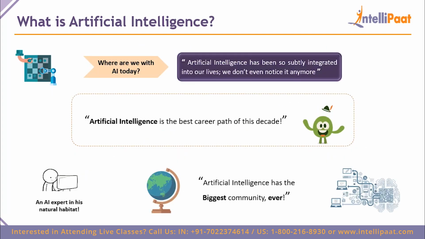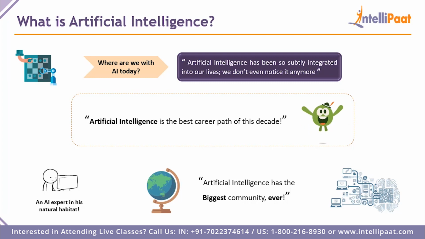So where are we with artificial intelligence today? The one thing that I would like to tell you is that artificial intelligence has been so subtly integrated into our lives that we don't even notice that it is there anymore. Think about it. Google Maps is intelligent. Apple's Siri is intelligent. We have Cortana, and much more. We'll discuss chatbots in a second. But then, we have Tesla's self-driving cars, which have been on sale for the last couple of years. When you think about it, AI is everywhere.